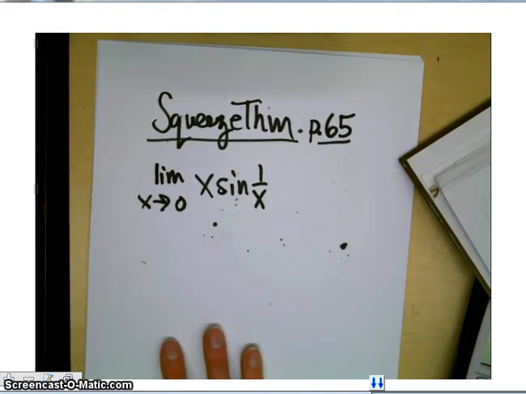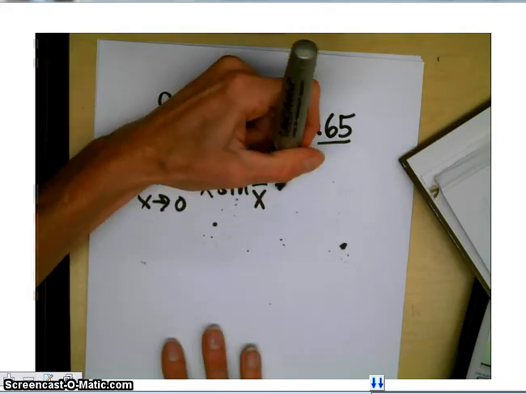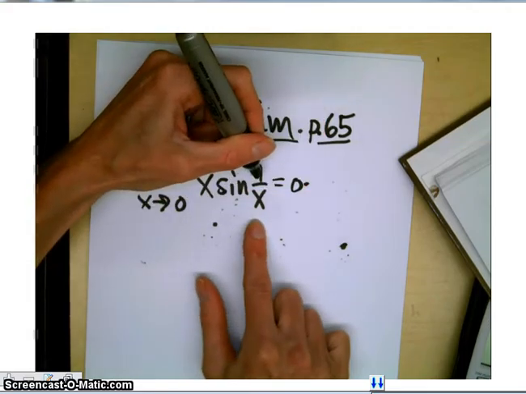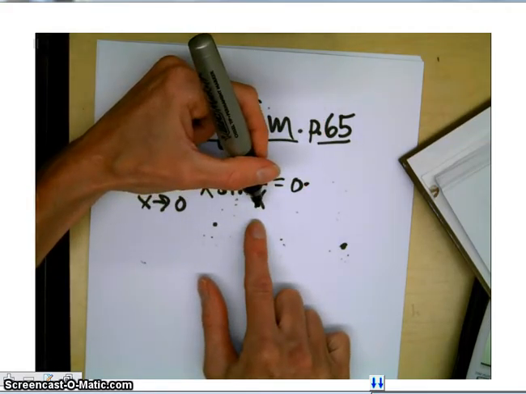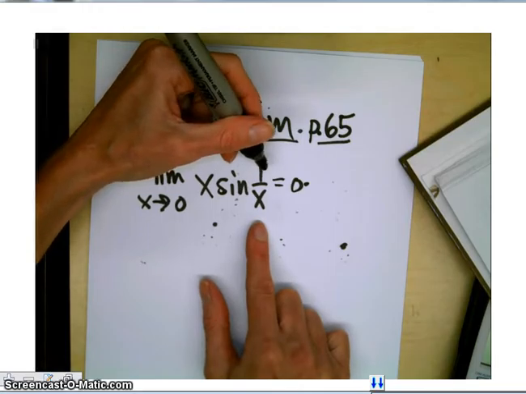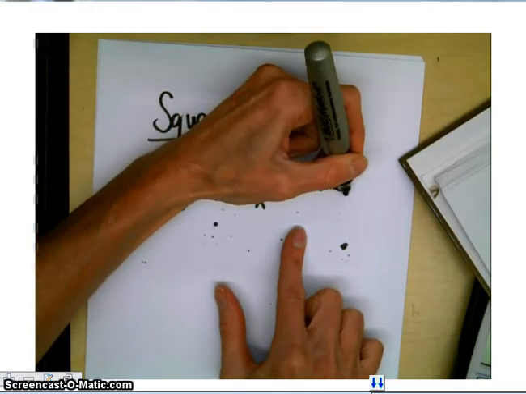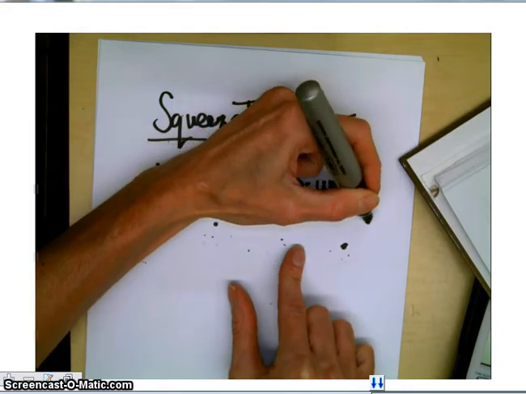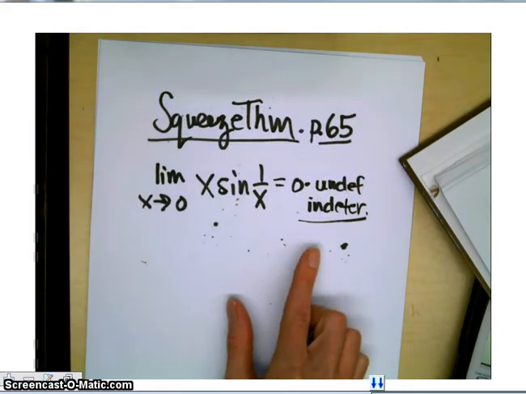You try to do substitution, and here's what happens. You plug 0 in for x, you get 0 times the sine of 1 over 0. Well, 1 over 0 is undefined, and as far as I know, I can't take the sine of undefined angles. So I have 0 times undefined, which is also an indeterminate form.